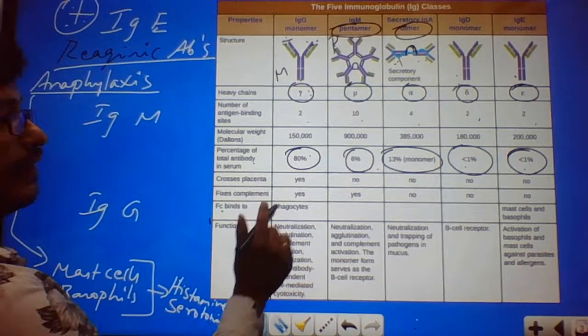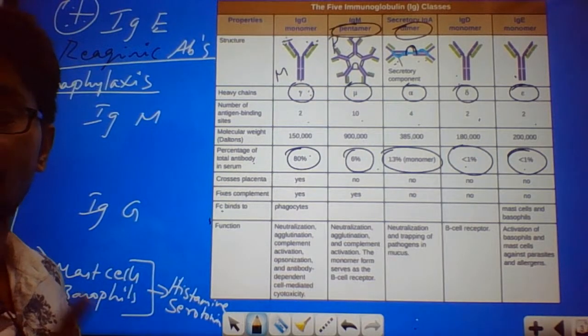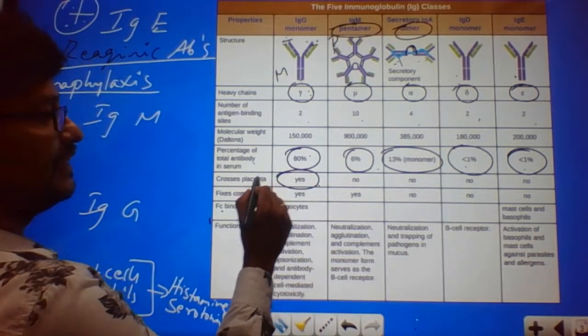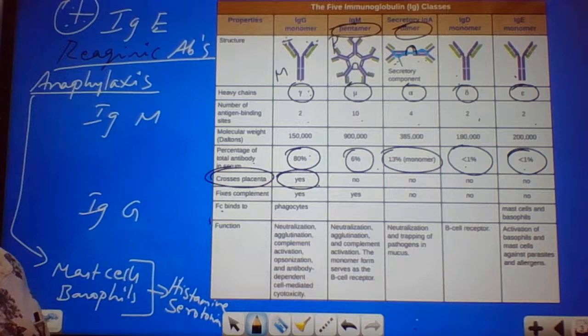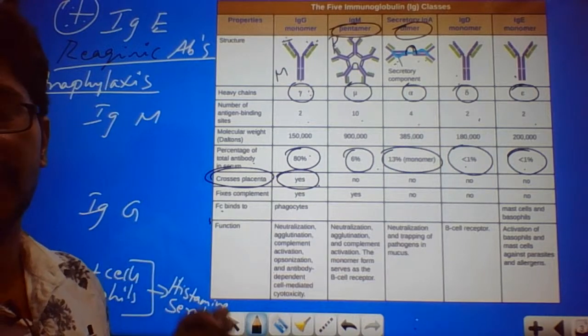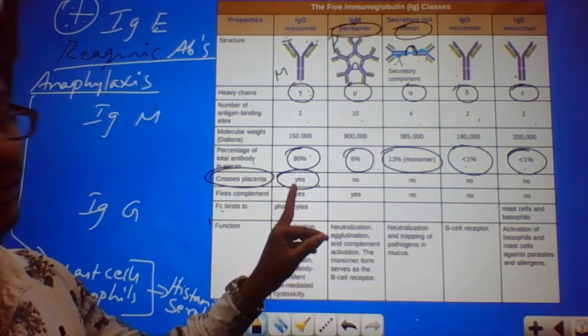Okay, then among these 5 immunoglobulins, which immunoglobulin crosses the placenta? Only one immunoglobulin can cross the placenta. Which one? The immunoglobulin IgG alone can cross the placenta. They ask this type of question on IgG: which of the immunoglobulins has the ability to cross the placenta? IgG alone can cross the placenta.